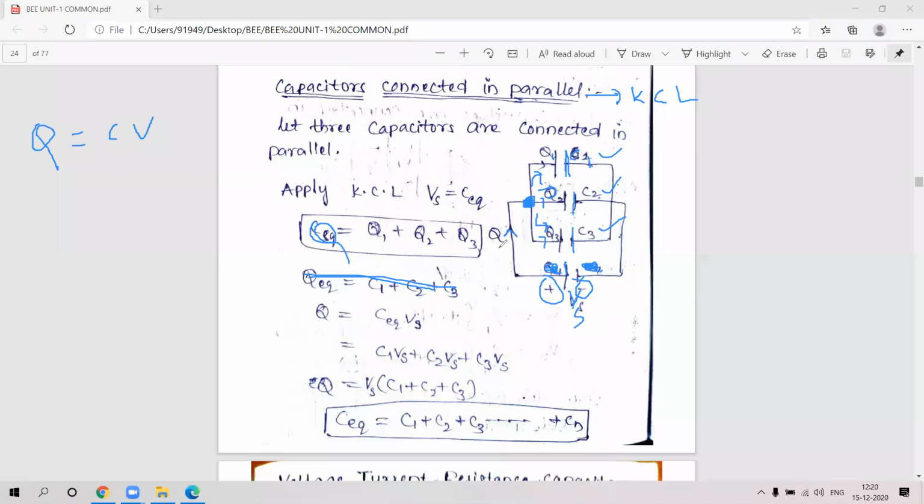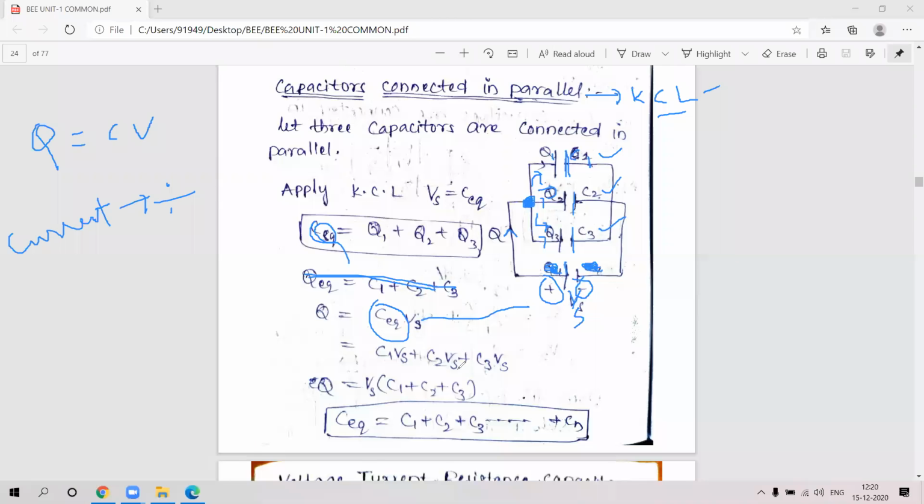What is Q here? Q is CV. V is the total voltage, and C is the equivalent capacitance, that is the total capacitance. In parallel, you need to apply KCL, but the voltage is the same and the current divides. KCL applying means current divides, I1, Q1, Q2, Q3 like that.